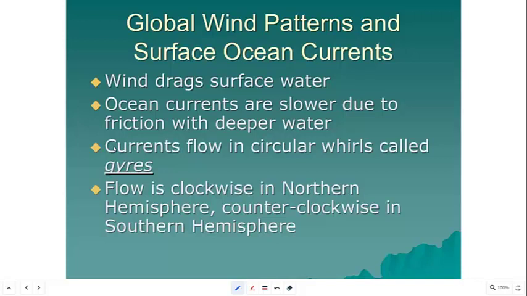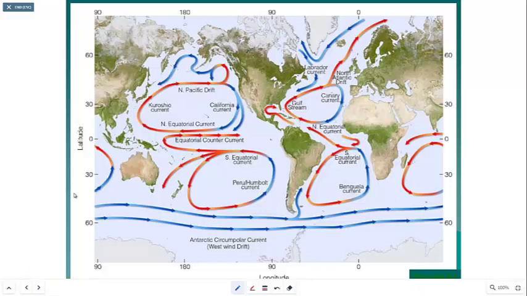Okay, what atmospheric pressure systems would be associated with the movement of the currents? In other words, which flows clockwise in the northern hemisphere, the high or the low pressure system? Well, it's the high pressure systems. And in the southern hemisphere, high pressure systems rotate counterclockwise. We'll investigate. So here are the major currents of the world. What's located out here?